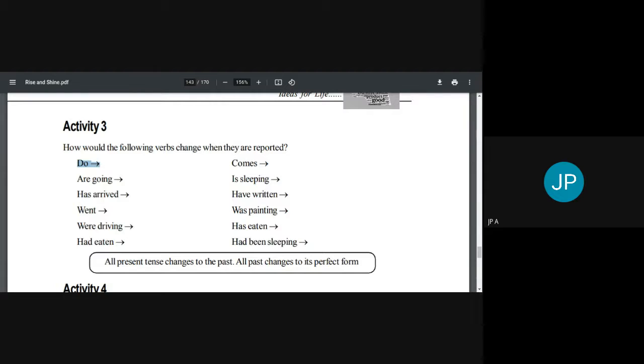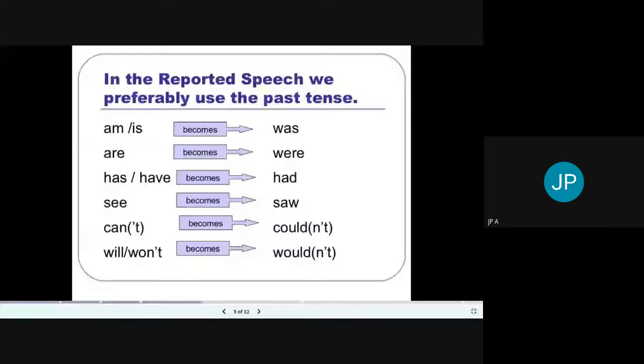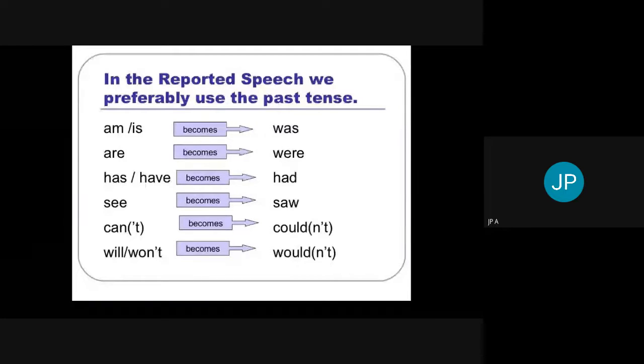One second, I will show you another slide. See, these are the changes in tense. You can easily understand by looking at this table. Am or is will become was. Are becomes were.